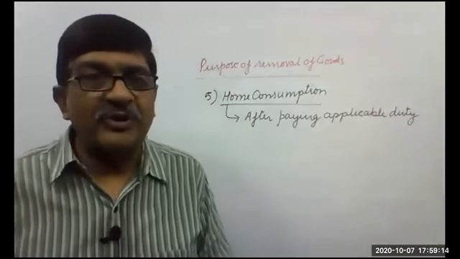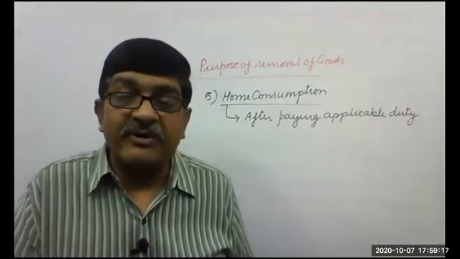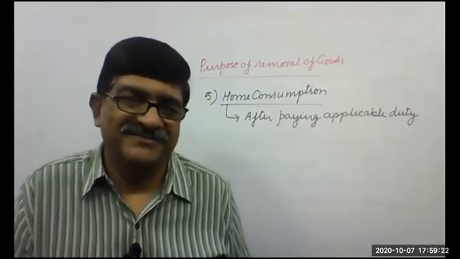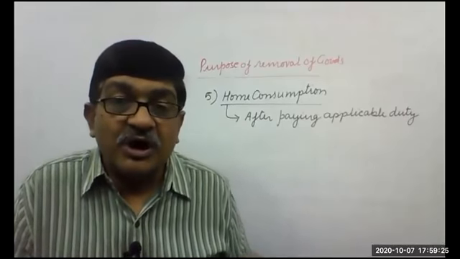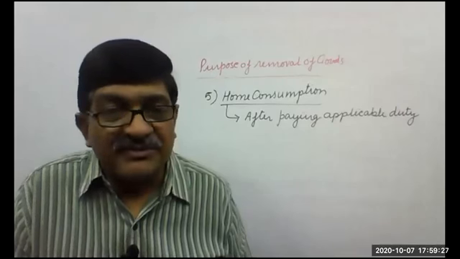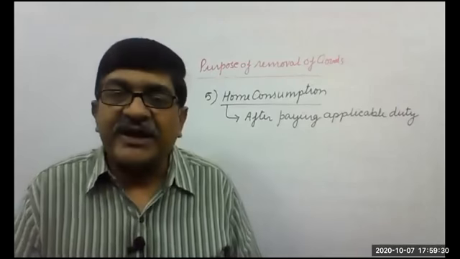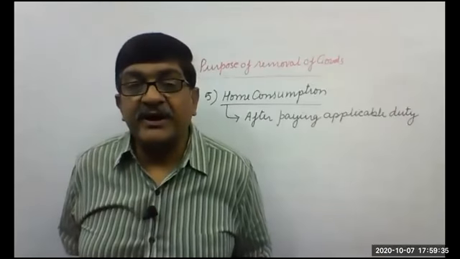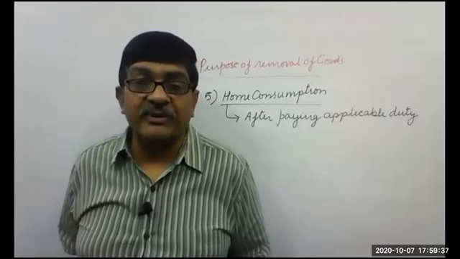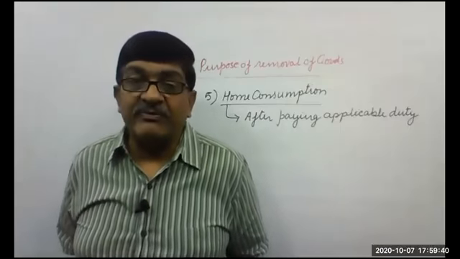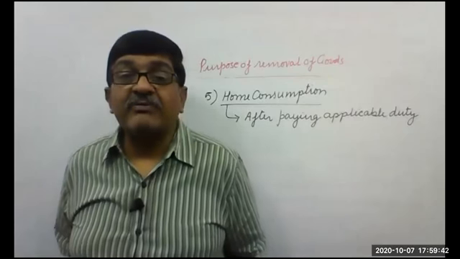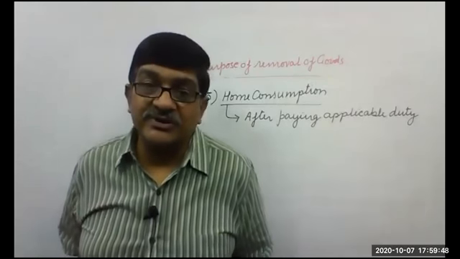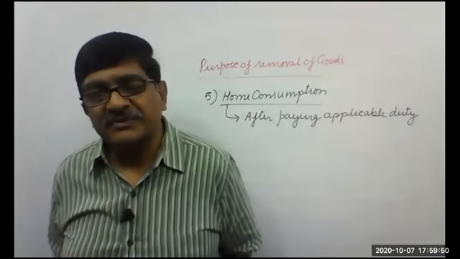After paying applicable duty. So when goods are removed after the payment of the applicable duty, that is called removal for home consumption. So these are modes of removal of goods from custom area. So section 8 is there. Section 8 says goods brought in custom area cannot be removed therefrom without the permission of the officer. Now removal can be for export, for transit, for transshipment, for warehousing, or for home consumption.